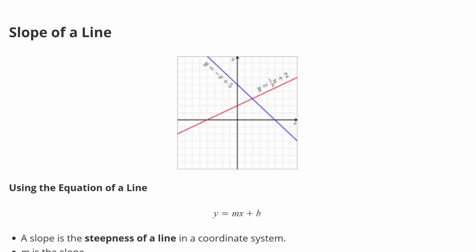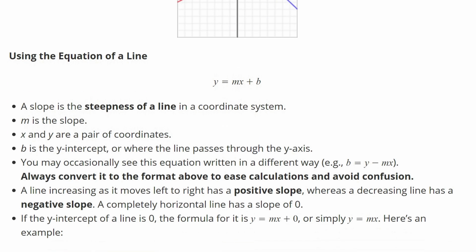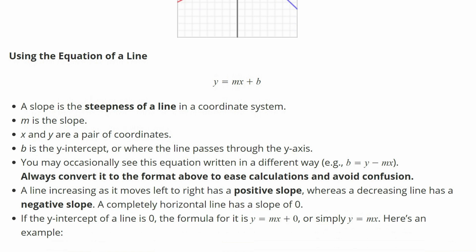And any line can be expressed using this formula. Scrolling down here, many people also don't know that a completely horizontal line has a slope of 0. In other words, its equation would just be something like y equals 2 or y equals 3. That would just be a horizontal line going through the y-coordinate of 2 or the y-coordinate of 3 respectively. Many people don't know that.